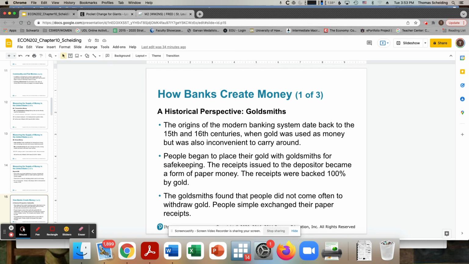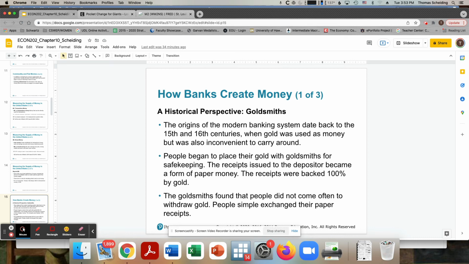So as a result, they would give it to the goldsmith to hold and store for them, and they would pay the goldsmith something to store it. And the goldsmith would give them a piece of paper, and that piece of paper would say, "Hey, you've got some gold sitting here, and when you bring me back this piece of paper, I'll give you your gold back."